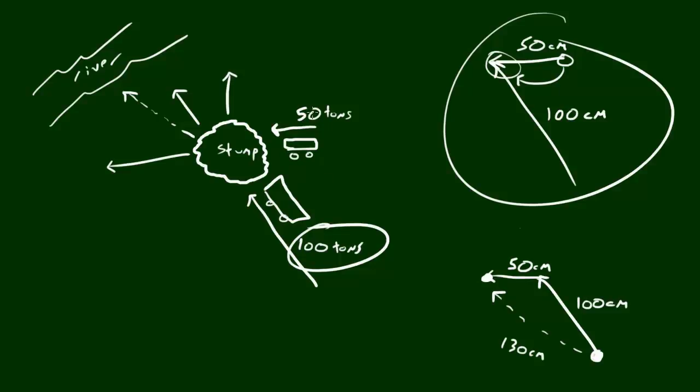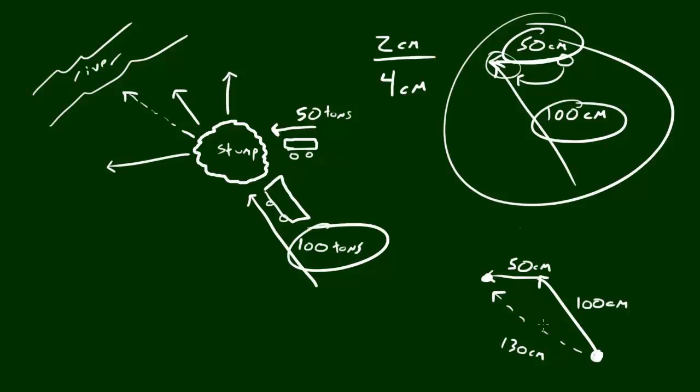Whatever the forces are, you need to draw your arrows to scale. For example, if you have a 50-ton and a 100-ton force, you can either draw this one 50 centimeters and this one 100 centimeters, or you can draw this smaller one 2 centimeters and this bigger one 4 centimeters, as long as they are to scale. Then you connect them head to tail and draw a new arrow from the tail of the first one to the head of the last one. And then you take the measurement of that new arrow.